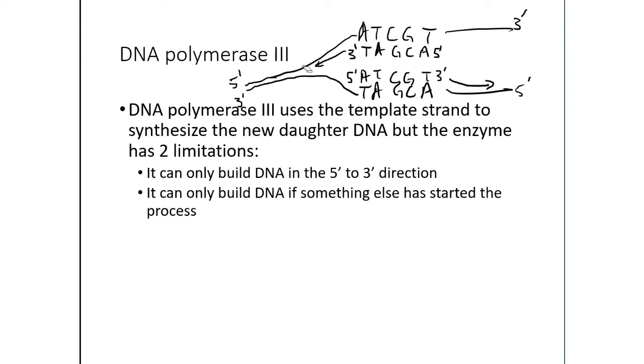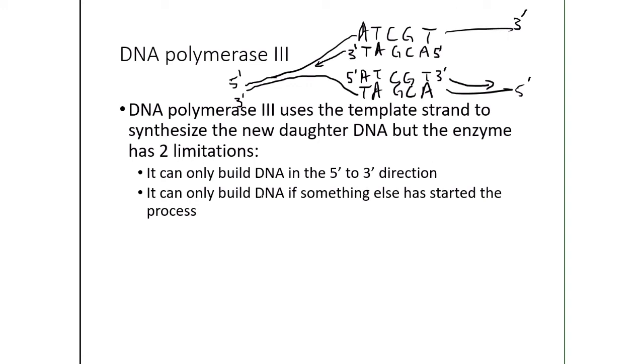So that means if these bubbles were to continue to open up, then you won't be able to add nucleotides on the 5' end here. Okay, because DNA polymerase 3 can only add on the 3' end. So how are you going to replicate the rest of the DNA here, right? Similarly, how are you going to replicate the rest of the DNA here? So that's the first problem that we need to solve.